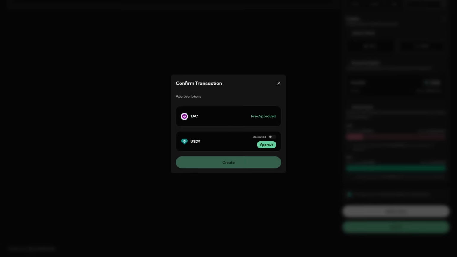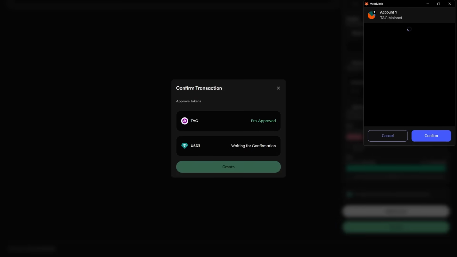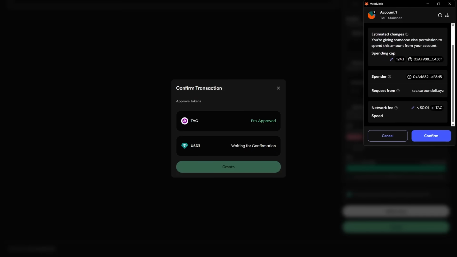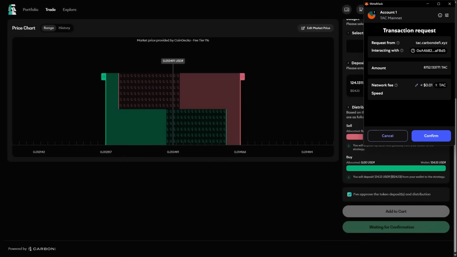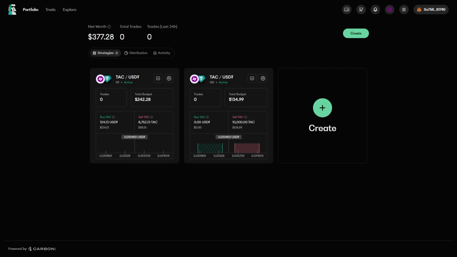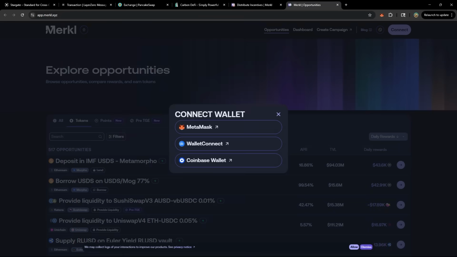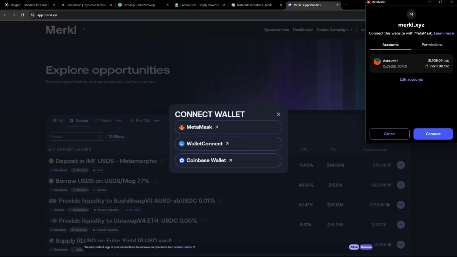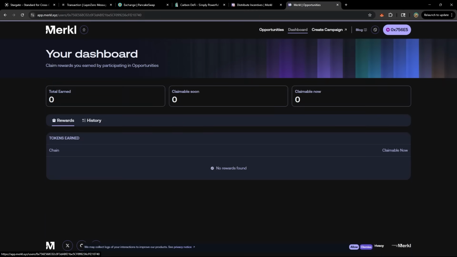First, I must approve the USDT for spending. And after approving the token, then I can supply the liquidity to the strategy. Now I can go to the Portfolio tab, where I see my strategies are already live on chain. Now I go to MERKL. I connect my wallet, and I go to the dashboard to see which of my positions qualify for the liquidity mining incentives.